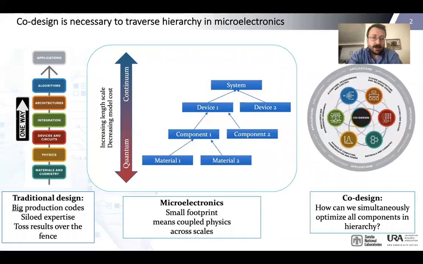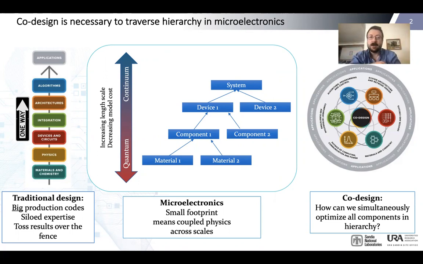So when we talk about traditional design, we have this hierarchy on the left in mind, where you're designing a system, but you as a subject matter expert live on one rung of the ladder. You design your component perhaps optimally, and then you toss it over the fence to the person at the next rung up. In that way, information propagates in this one-way manner, maybe with a few iterations, until you've designed the whole system.